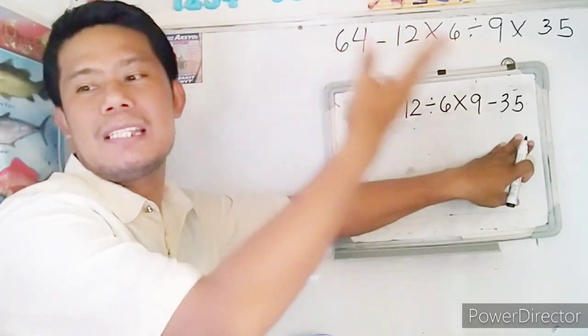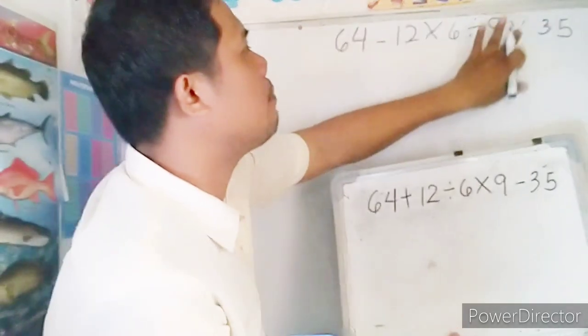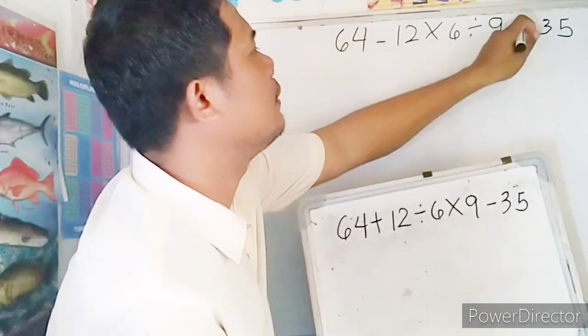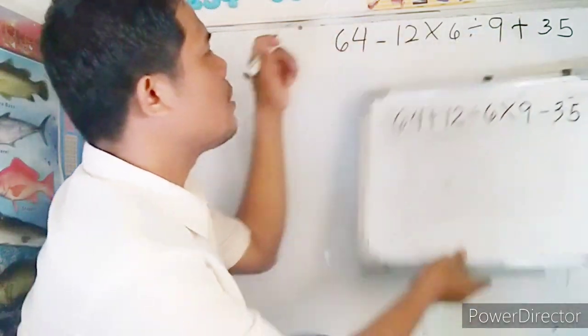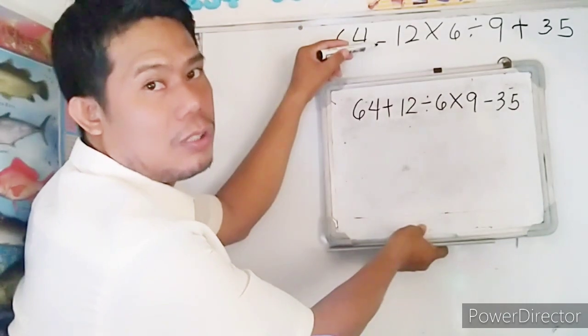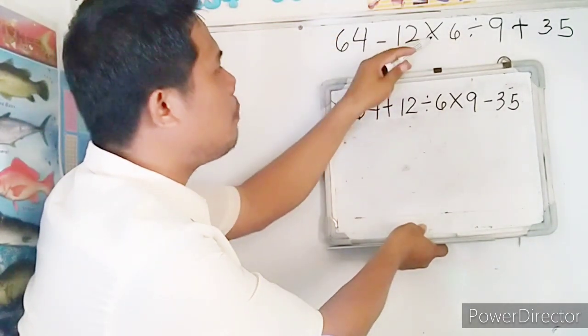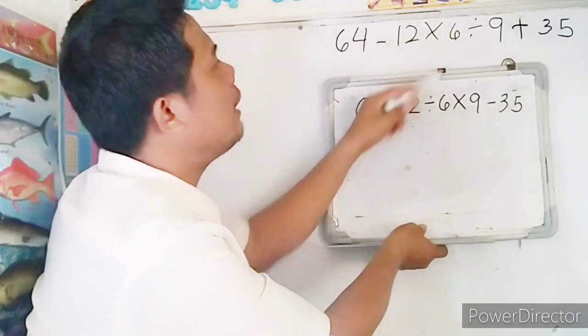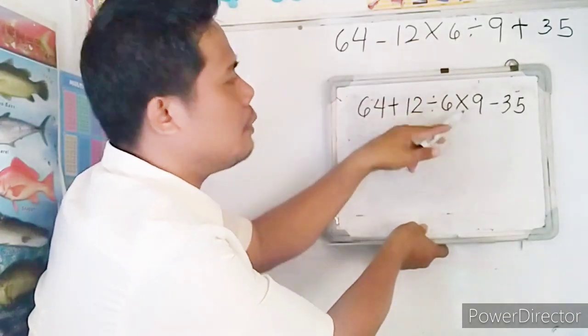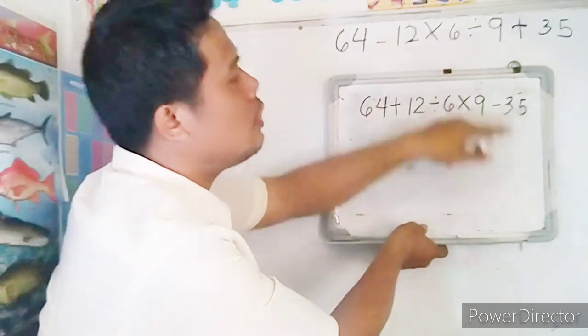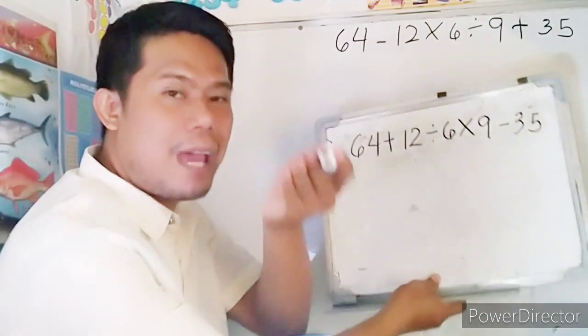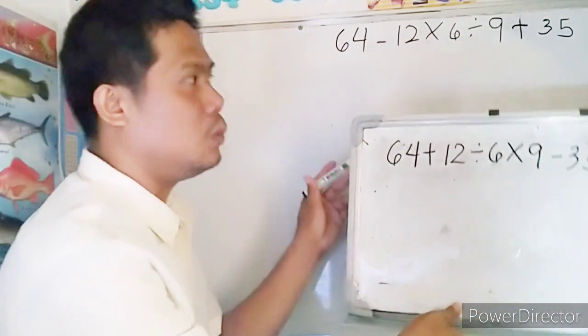So I revised it, I changed it. So this is addition pala. This is addition, so we're going to add. So revise. Instead of subtraction, I put addition. Instead of multiplication, I put division. And instead of division, I put multiplication. Then instead of addition, subtraction. So let us find out what is the difference between the two.